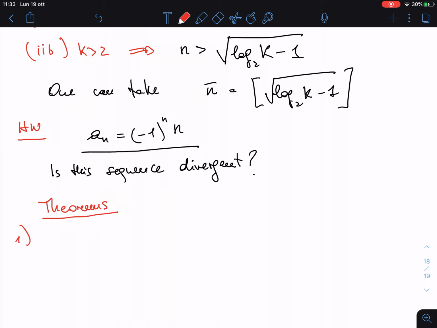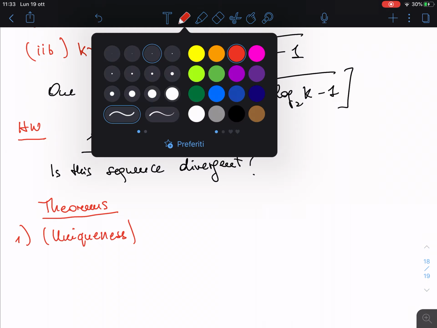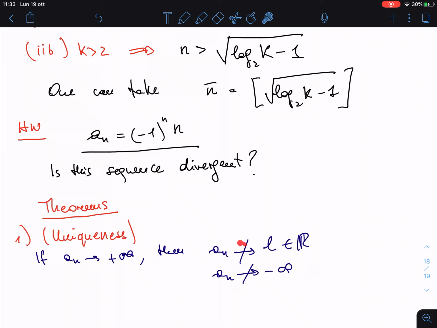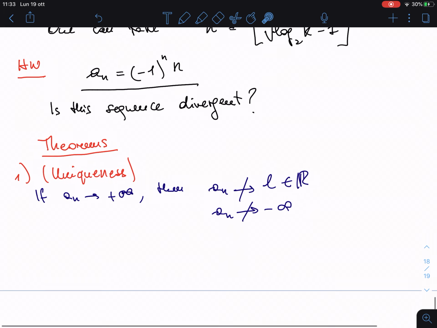First is uniqueness. The uniqueness of the limit holds not only for the convergent sequences, but also for divergent sequences. So if an goes to plus infinity, then an does not converge to a finite limit L and does not diverge negatively. Okay? This bar means that the statement is false.